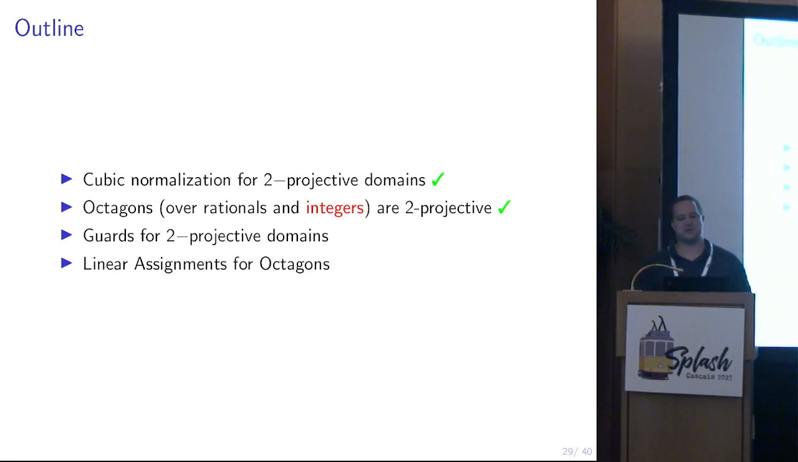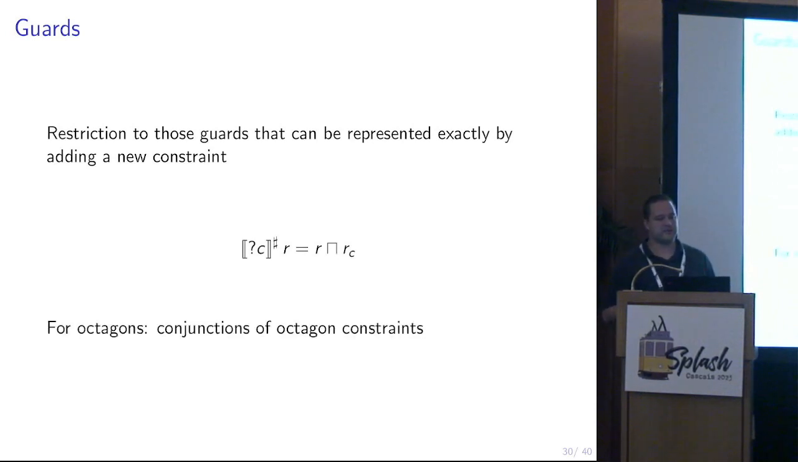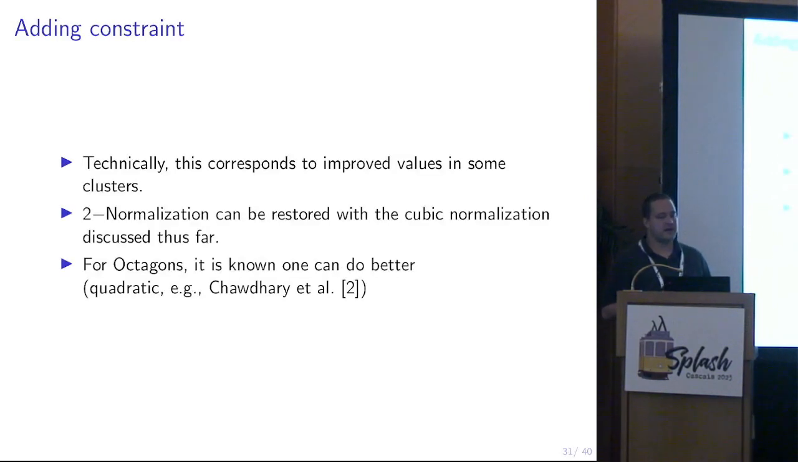Now let's maybe turn a little bit to how one can implement guards for 2-projective domains. Here we are restricting to these guards that can be represented exactly by adding a new constraint. For octagons, this would be adding conjunctions of octagon constraints in your guard. And what this corresponds to technically is that you have improved values in some of your clusters. So your values in some of the clusters have gotten smaller. And then, of course, you can run the algorithm that we have outlined before to restore 2-normalization, and this is going to be cubic again.